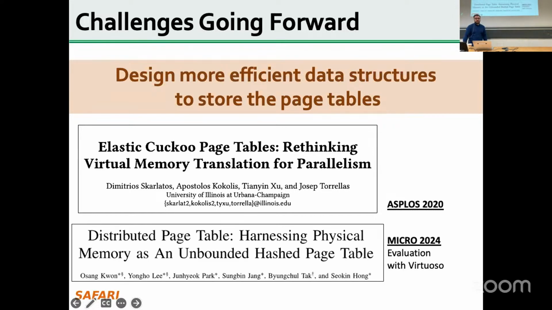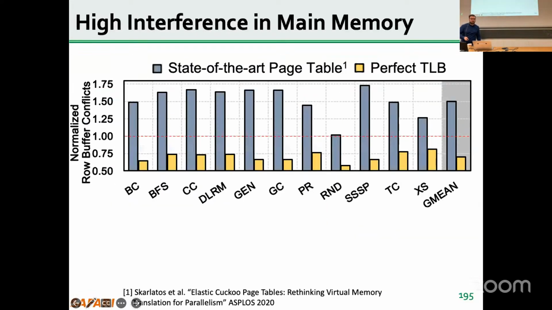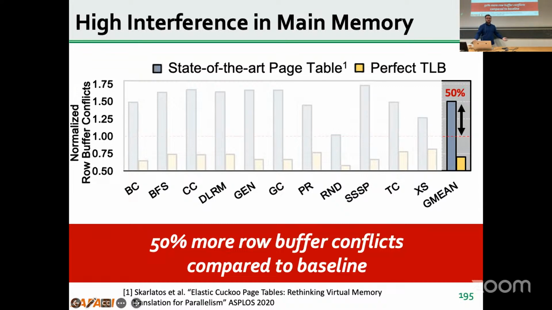There are two works that recently proposed how to design more efficient data structures to store the page tables. One in ASPLOS 2020 and one recent one in MICRO 2024 that also used Virtuoso to perform its evaluation. What is the problem with elastic cuckoo hashing? What I described before: we have multiple hash tables. That's why it's called cuckoo, multiple nests. And if we do not find it, we need to perform 3 accesses in parallel, which means that if we have 2 collisions in the first 2 hash tables, we will resolve our translation at the third one. But what does this cause? Multiple parallel memory accesses. And as I showed before, we have 50% more buffer conflicts compared to the baseline system, which gives us a lot of headroom to optimize it.